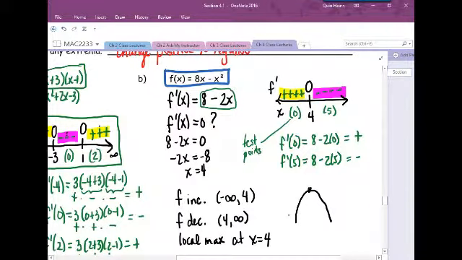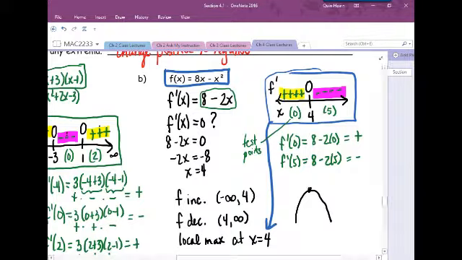Taylor's asking, are we going to need to be able to make the graphs? So the answer to that is yes. Ultimately, we will be needing to graph some functions. But at this moment, the reason I'm really sketching it is just to help you visualize what's happening.